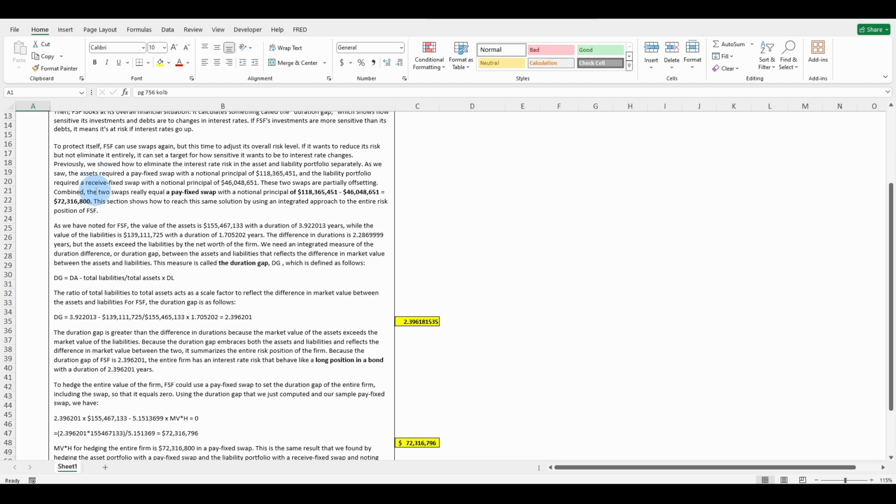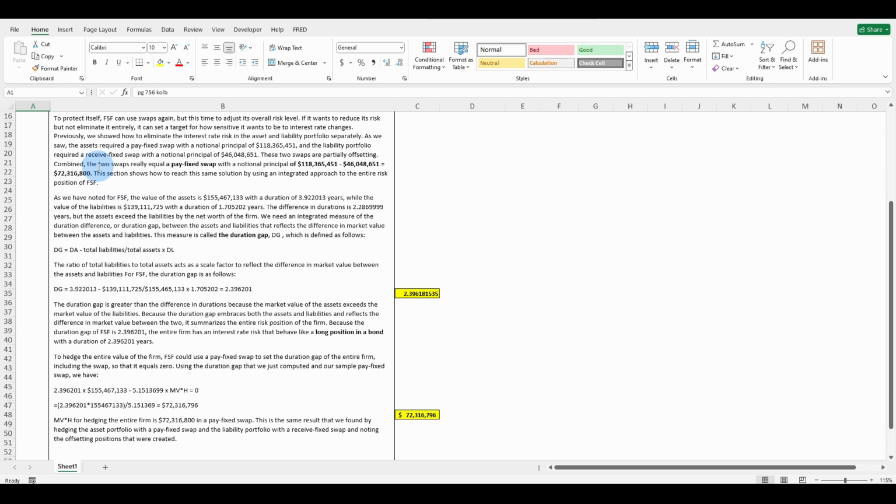Previously, we showed how to eliminate the interest rate risk in the asset liability portfolio separately. As we saw, the assets required a pay fixed swap with a notional principal of $118 million, and the liability portfolio required a received fixed swap with a notional principal of $46 million. These two swaps are partially offsetting. Combined, the two swaps really equal a pay fixed swap with a notional principal of $118 million minus $46 million equals $72.1 million.